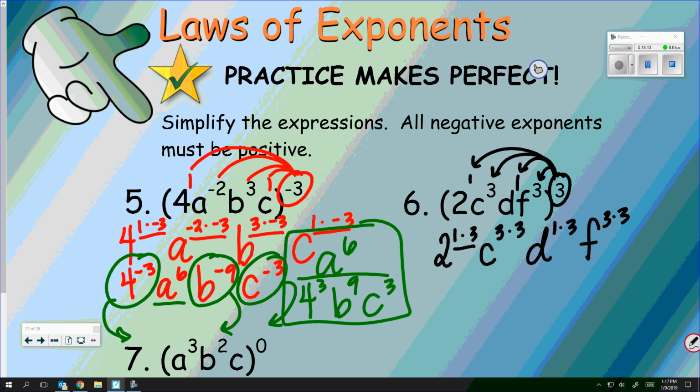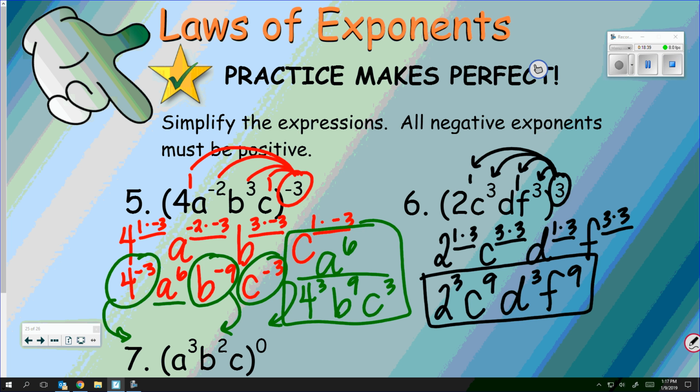Okay, so then you go through. 1 times 3 is 3, so 2 to the 3rd. 3 times 3 is 9, so C to the 9th. 1 times 3 is 3, so D to the 3rd. And 3 times 3 is 9, so F to the 9th. Okay, we don't have any negatives. Okay, or basically we can put this as our answer. You could also have had 8, C to the 9th, D to the 3rd, F to the 9th as your answer as well, just solving that 2 to the 3rd problem.